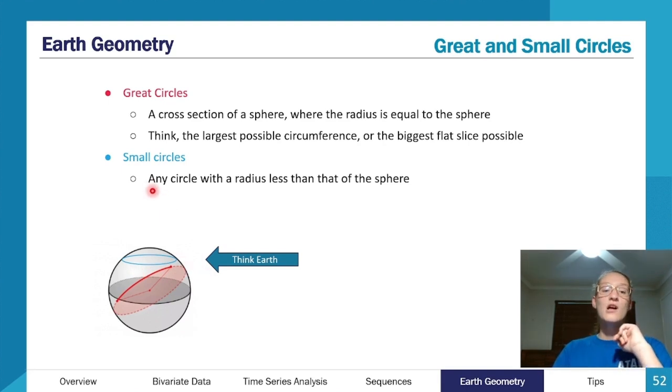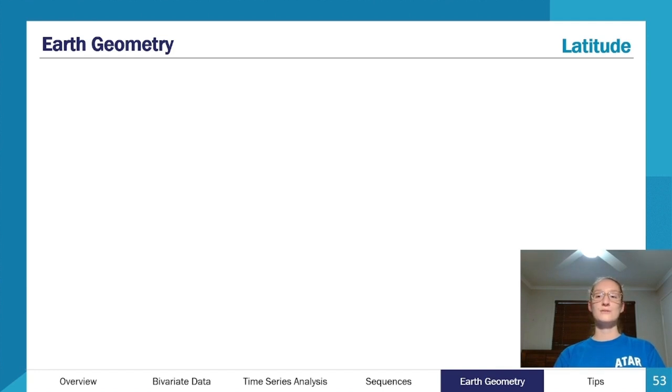Coming back around to our small circles, like this blue line here, that's a small circle. We're thinking back to how it's any circle with a radius less than that of the sphere. As soon as we move away from anywhere that would give us that largest possible circumference, we're left with all of these smaller circles, which ironically and conveniently are called small circles, and I've color-coded it there as well. So that's our great circles and our small circles.